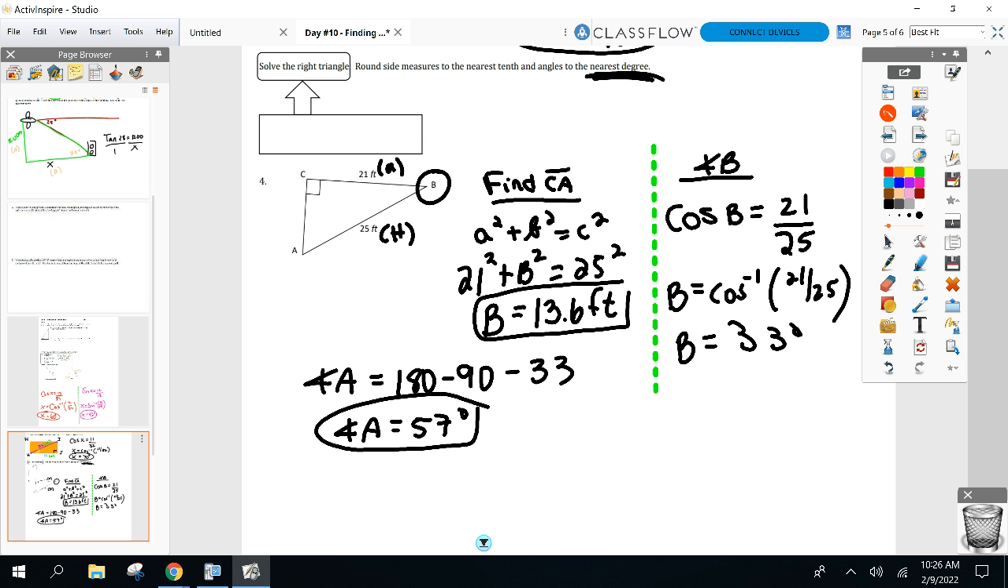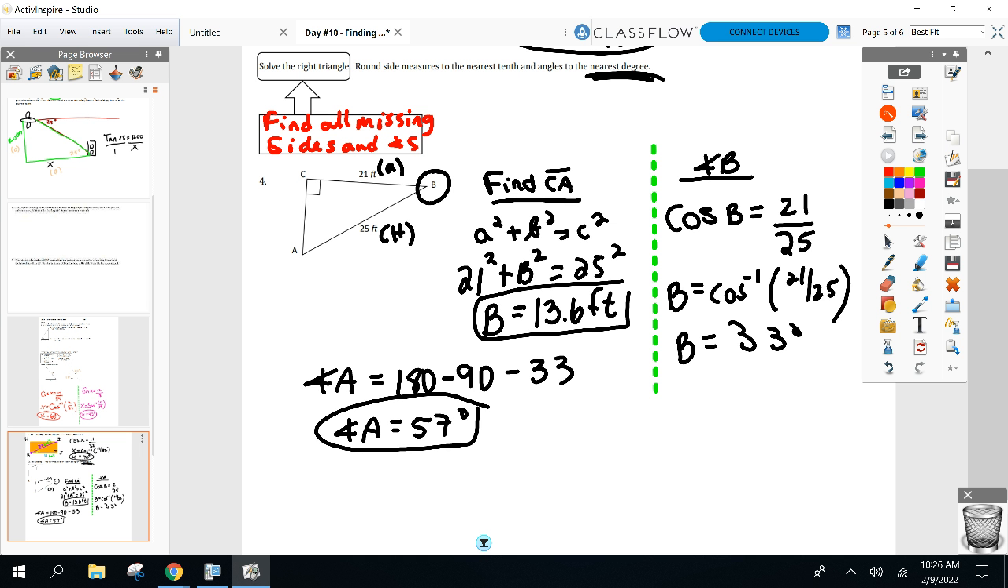Solve the right triangle. What are we asking again? Find all missing sides and angles. All right, just to make sure we fill that in. That is a homework direction tonight. Okay, find all missing sides and angles.